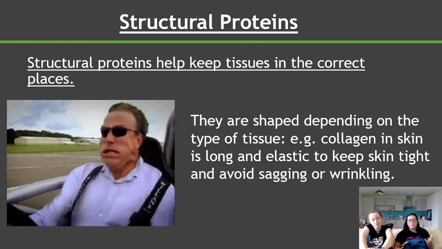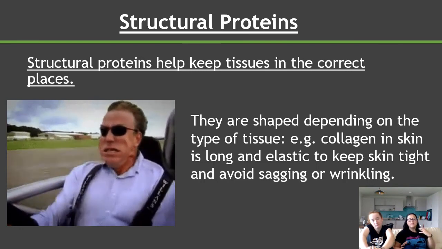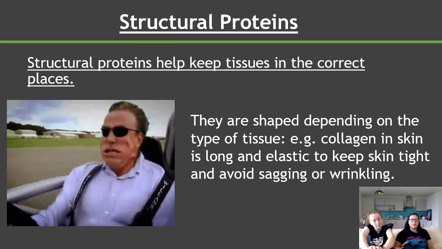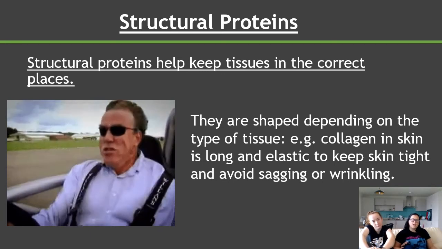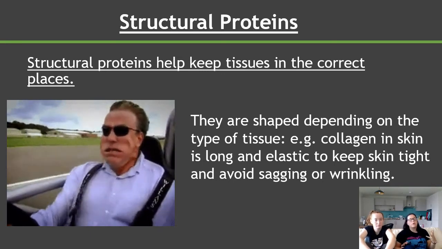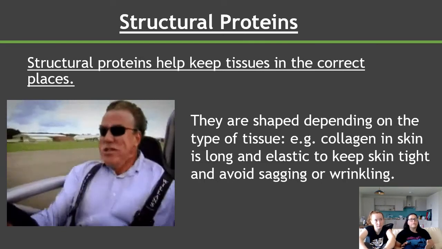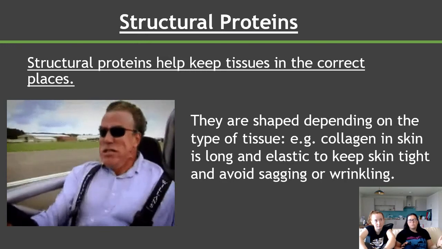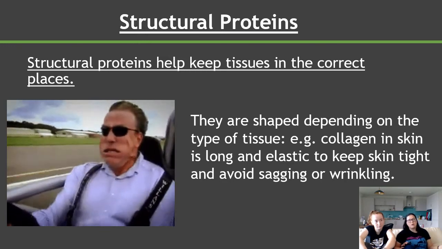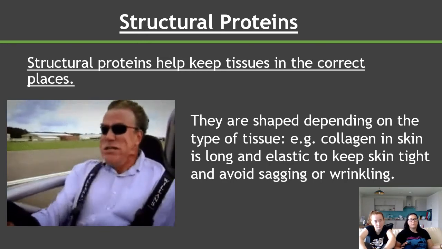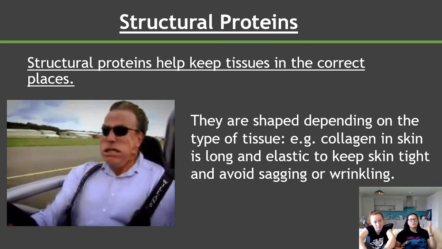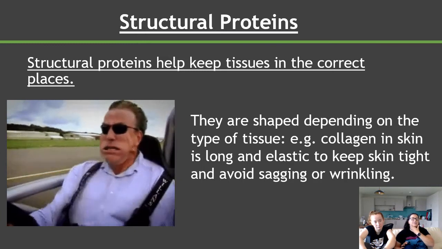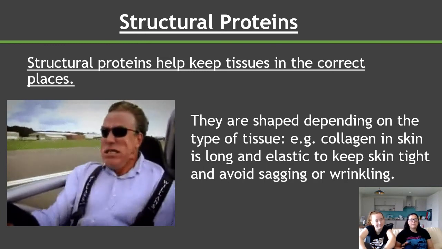There's one particular one, collagen. Collagen in your skin is long and elastic, and that helps to keep skin tight and avoid sagging or wrinkling. UV damage damages collagen, which is why people who go out in the sun a lot will look older faster, because they damage the collagen in their skin and get more wrinkles. In older people, the collagen is looser, which is why you can see Jeremy Clarkson's face flapping away there. His collagen is a lot looser, so it's not keeping his skin as tight in the face of the wind, and as a result his skin's getting a bit saggy and a bit flappy.